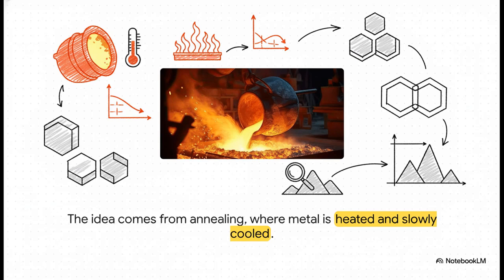So in the real world, when a blacksmith is working with metal, they use a process called annealing. They heat the metal way up, super hot, and then they cool it down, but really, really slowly. Why? Well, this gives all the atoms inside the metal a chance to jiggle around and find the perfect arrangement, settling into a super strong, stable crystal structure. And believe it or not, that physical process is exactly what we're going to copy for our algorithm.